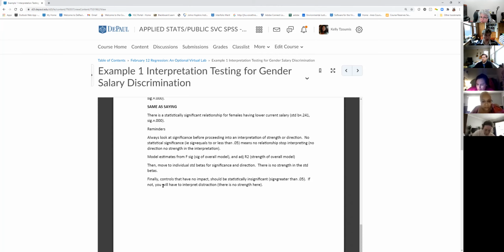And look for controls. If there's no statistical significance, it means the control had no impact. If there is statistical significance, okay, then you do have to interpret that control and make a determination how that control had an impact. And you do that through the direction and the codes.